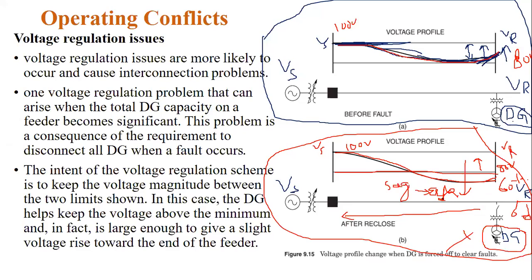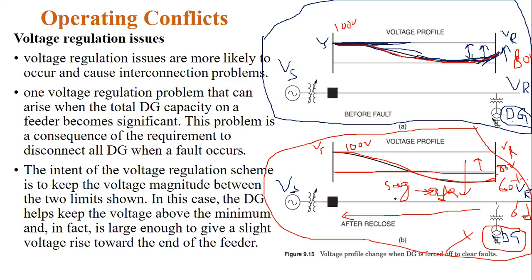So equipment damage, this is one of the advantages. At the same time, we are using this DG to improve the voltage regulation, or to solve the voltage regulation issues in the power system. It is also because of sudden removal of this DG from the feeder, it may lead to voltage sag and equipment damage also.